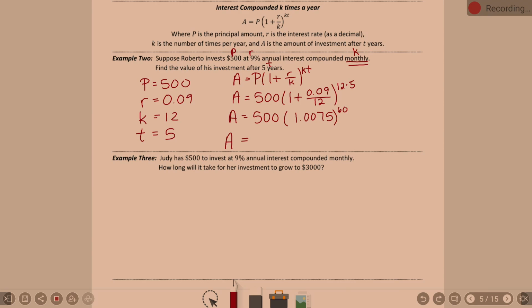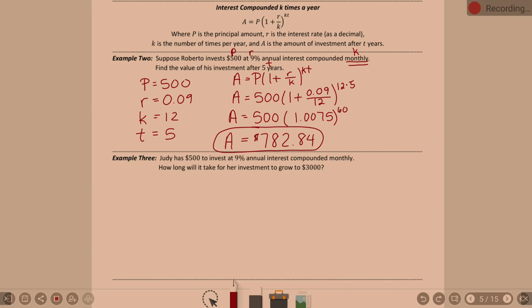Okay, what did we get? $782.84. Notice it is automatic, we're rounding to 2 decimal places today, aren't we? Okay. Are we good with that one? Well, ready for the next one then?